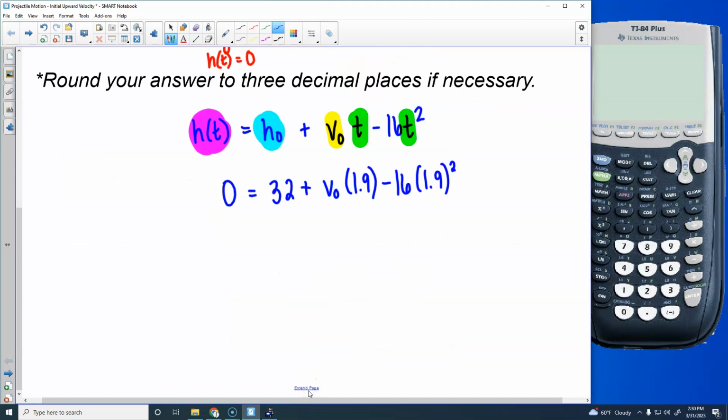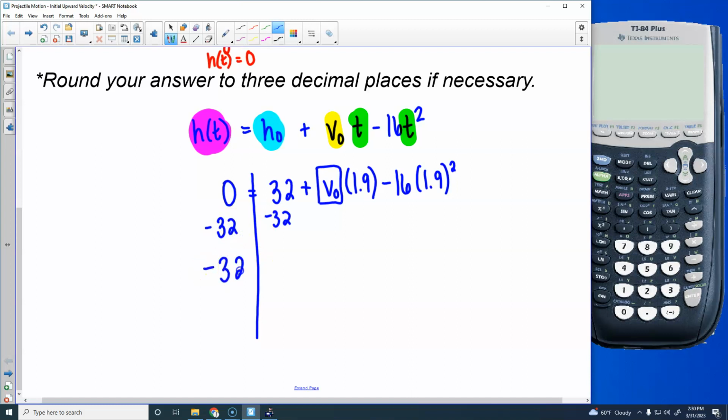So now all of our variables are filled in except for v sub 0, so we can solve for that. So somebody tell me what you think we should do to try to get that v sub 0 by itself. Okay, I can subtract 32. That'll be good.